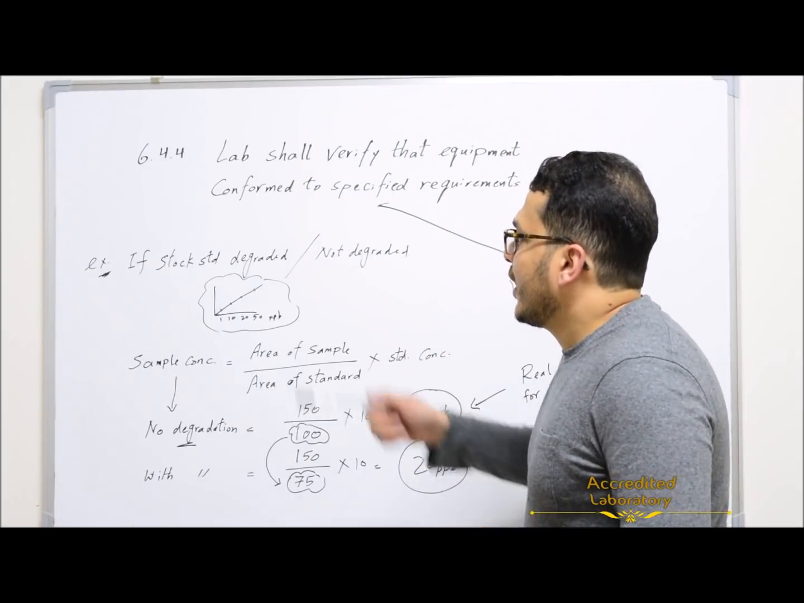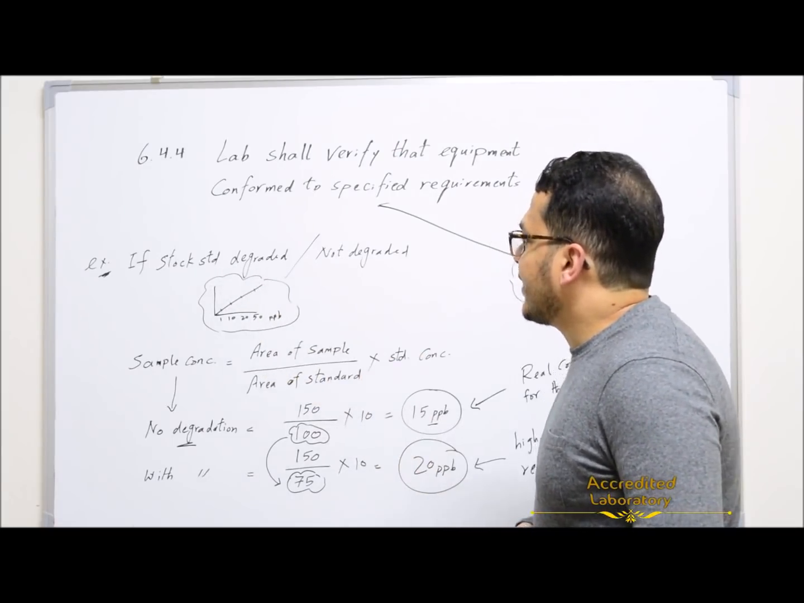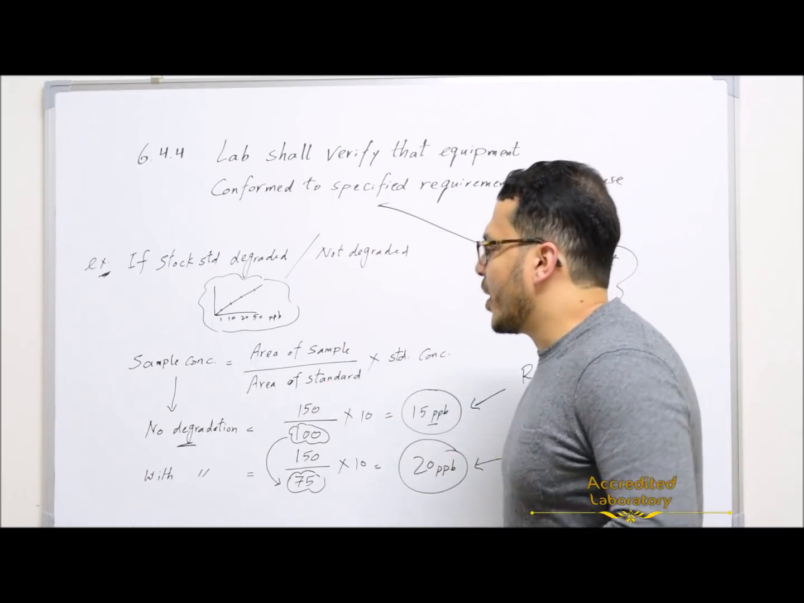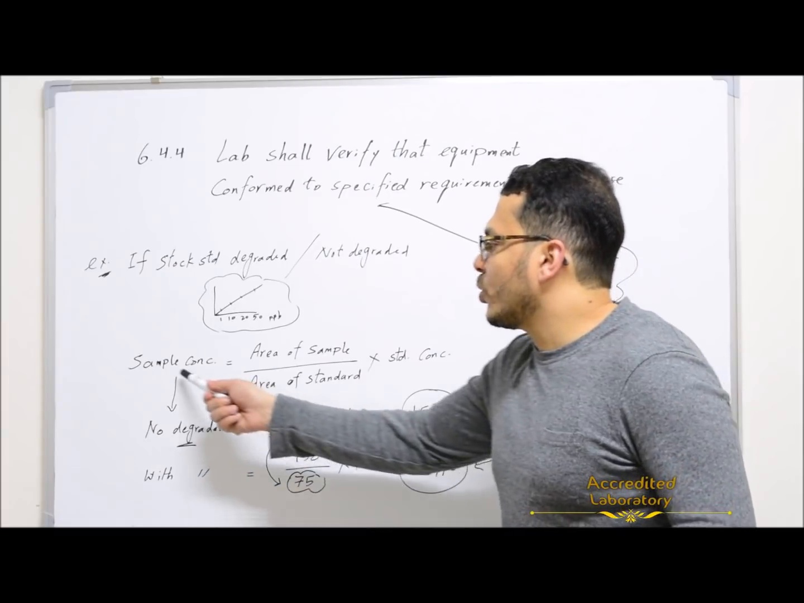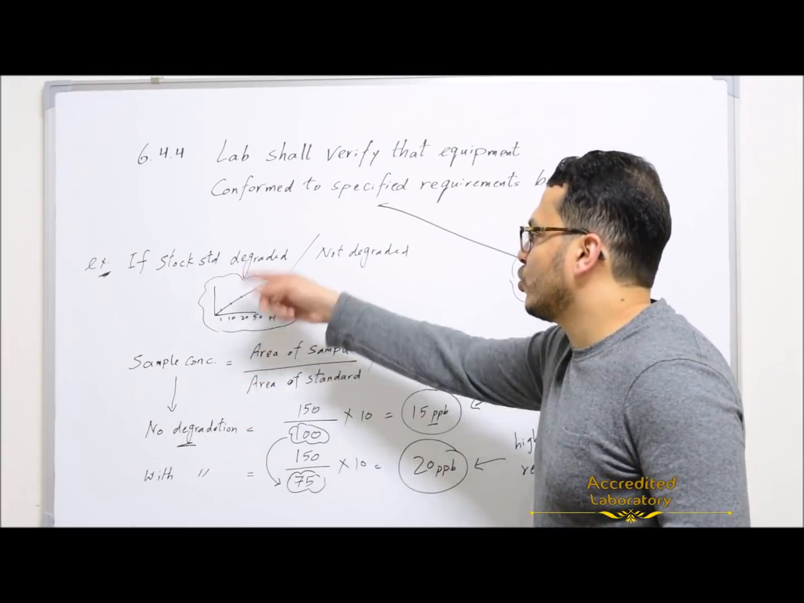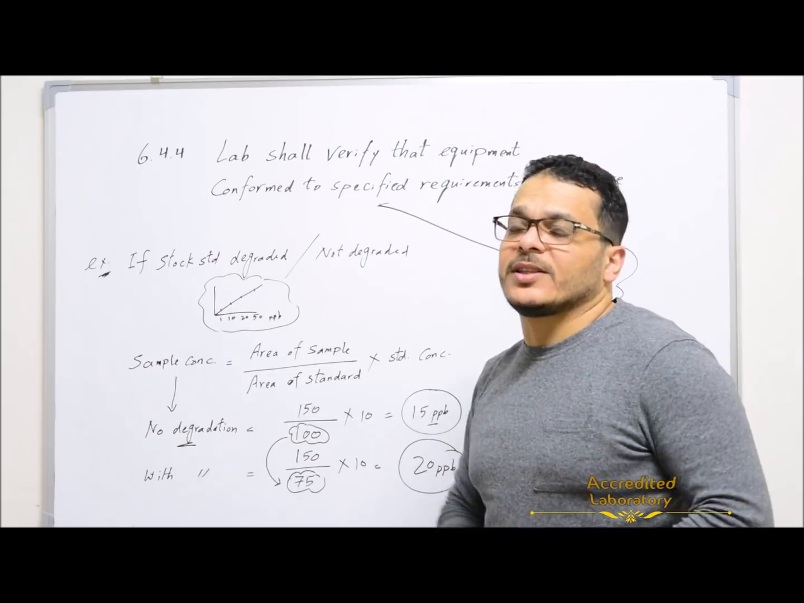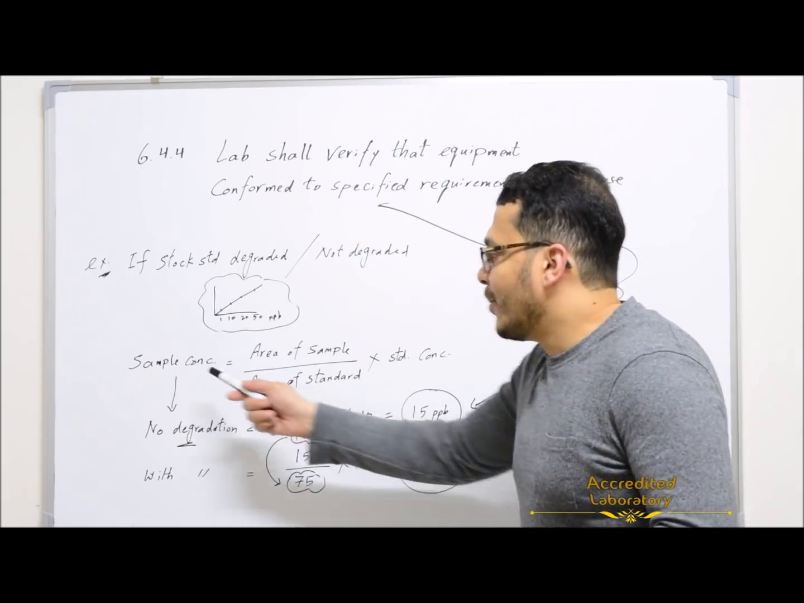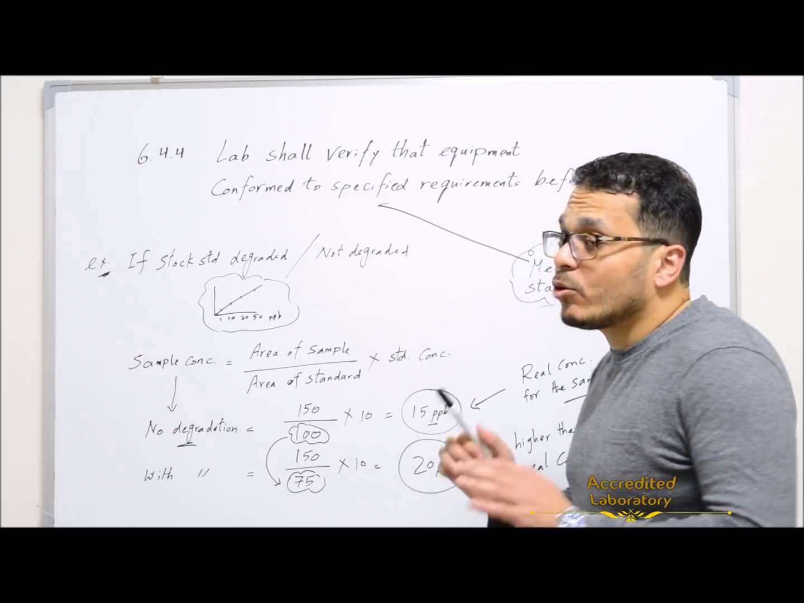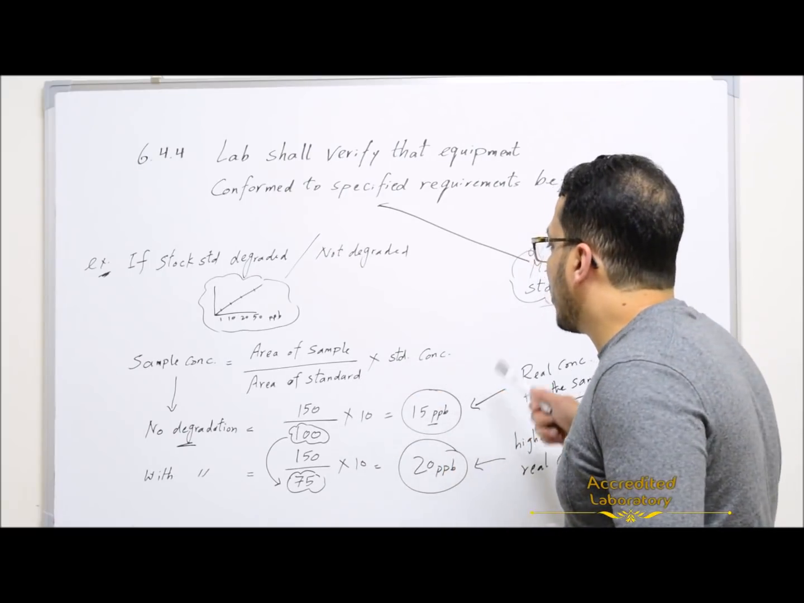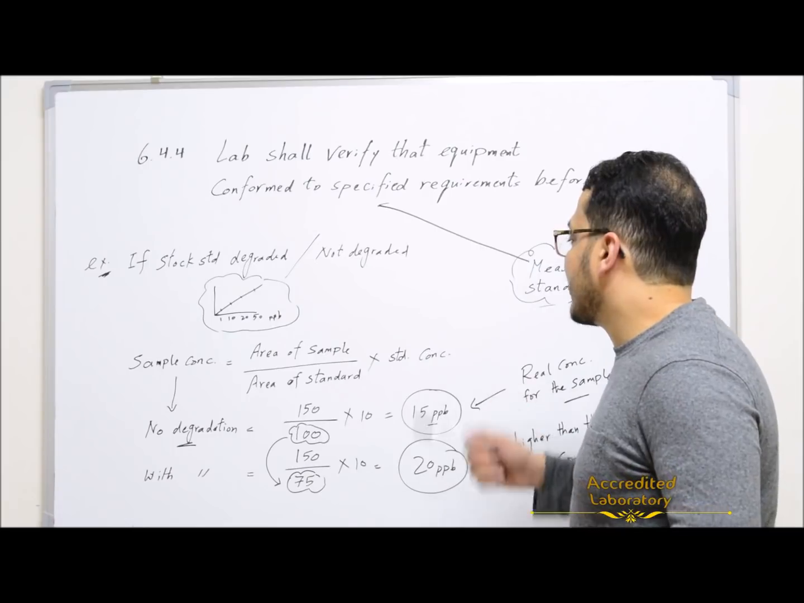Here, whether this standard is degraded or not degraded, we will make a comparison between them. And this equation is very important to know the sample concentration according to the standards that you prepared in the calibration curve. Sample concentration equals area of sample divided by area of standard, multiplied by standard concentration.